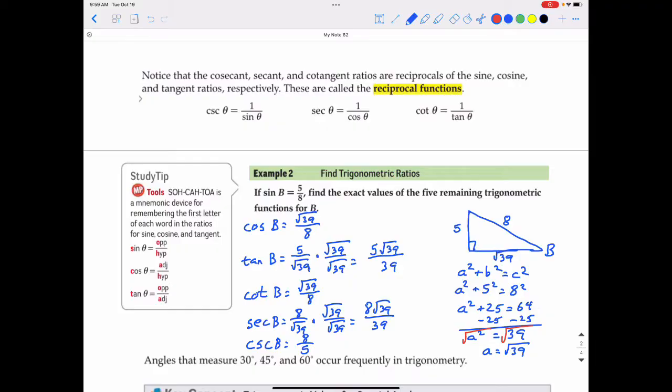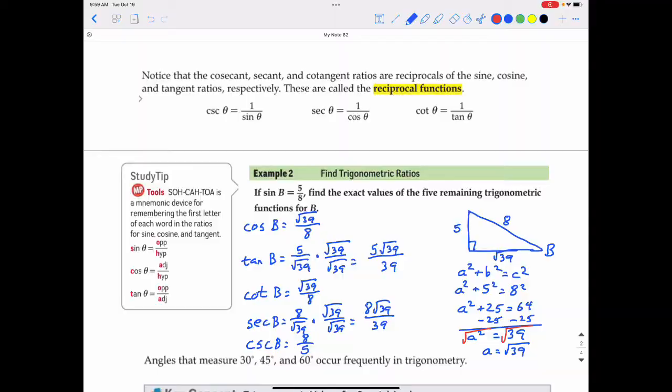Over here on the side where it says study tip, this is a common way to remember the formulas for sine, cosine, and tangent using SOHCAHTOA. SOH means the sine is the opposite over hypotenuse. CAH means cosine is adjacent over hypotenuse. And TOA means the tangent is opposite over adjacent. It's just a common mnemonic device for remembering sine, cosine, and tangent. And then you would reverse those for cosecant, secant, and cotangent.